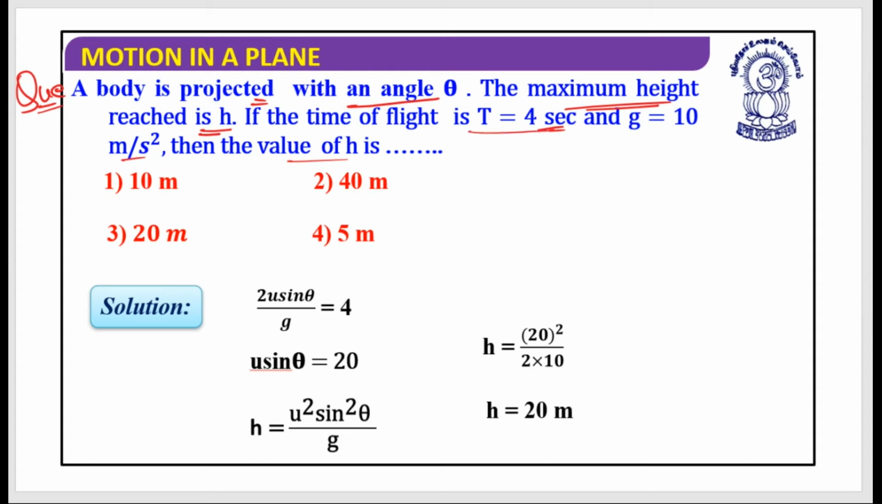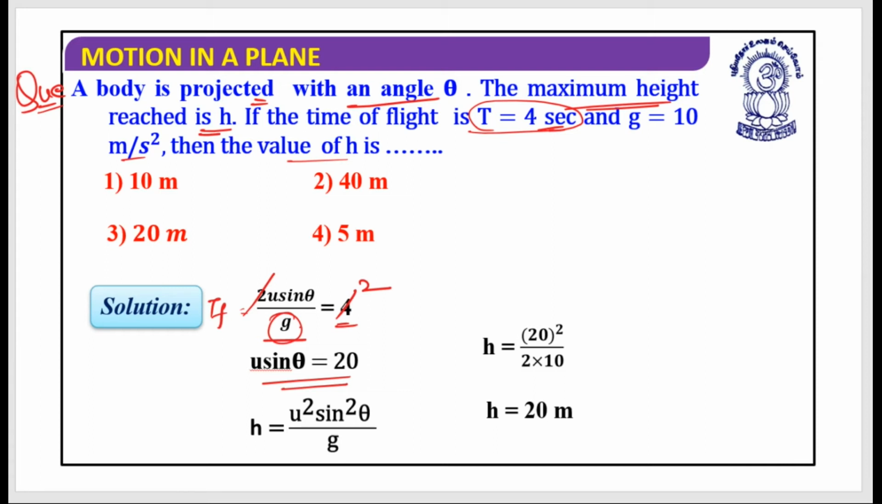So what does it say? The time of flight is 4 seconds. Time of flight can be written as 2u sine theta by g, which should be equal to 4. If I replace the value of g, which is 10, 2 twos are 4, 2 into 10 is 20. So I can write u sine theta is equal to 20.